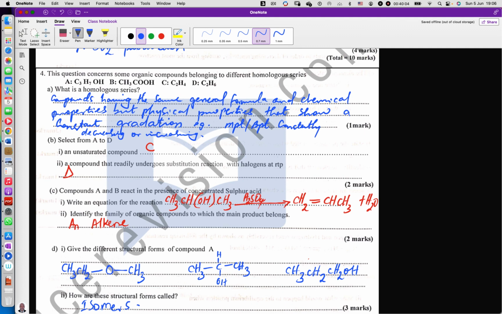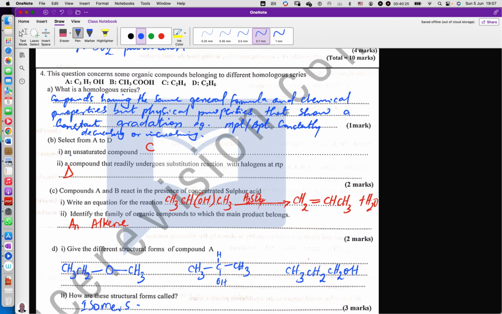B. Select from A to D an unsaturated compound. An unsaturated compound here is an alkene, which is ethene, is C.